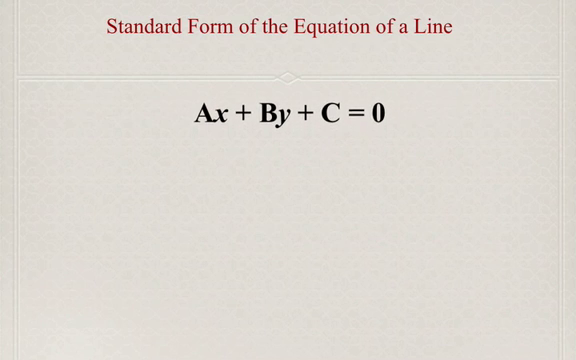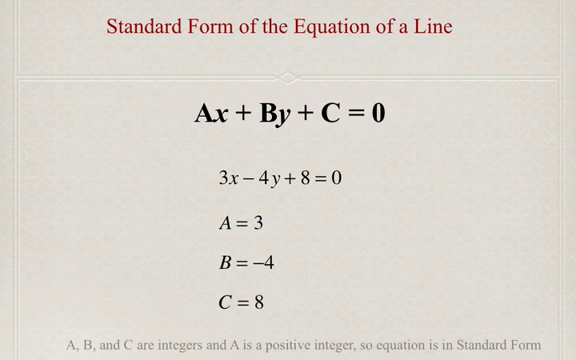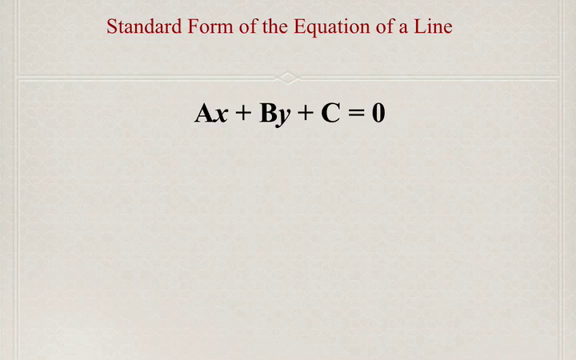So if we move on and take a look at a couple of examples. Here, we've got 3x minus 4y plus 8 equals 0. The a here is 3, b is negative 4, and c is equal to 8. And so that means that a, b, and c are integers, and a is a positive integer, so the equation is in standard form.